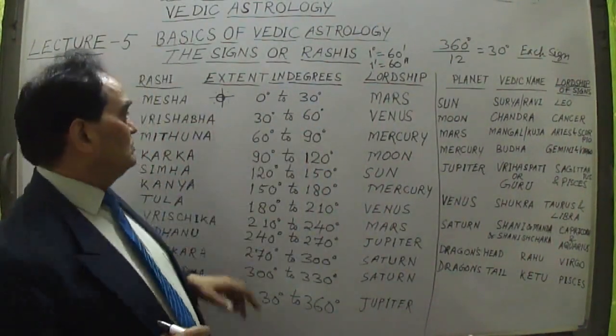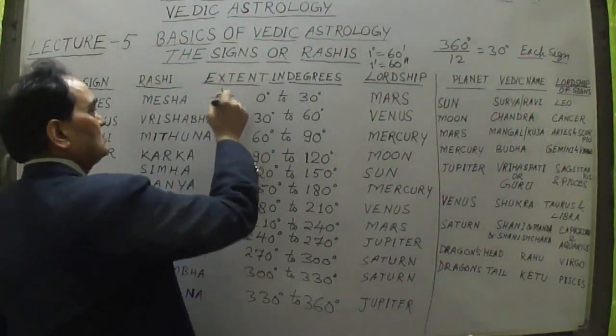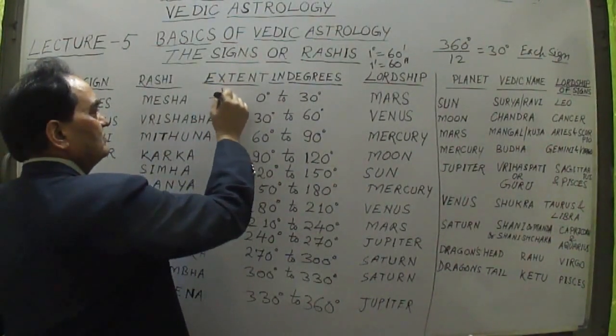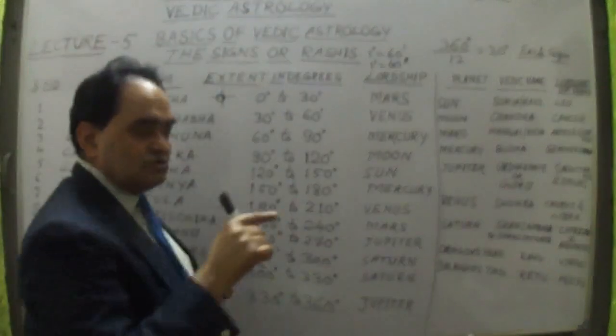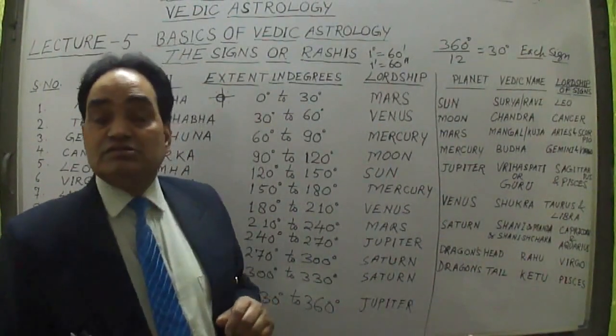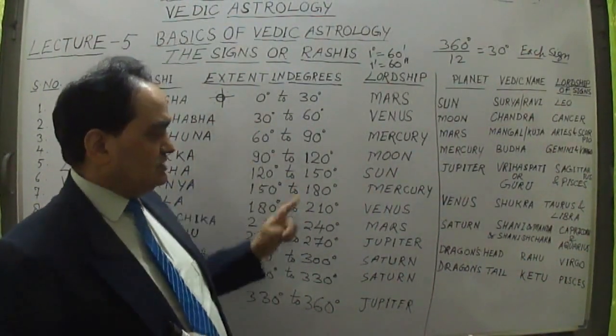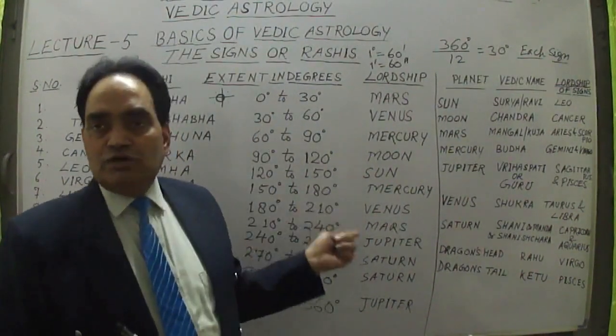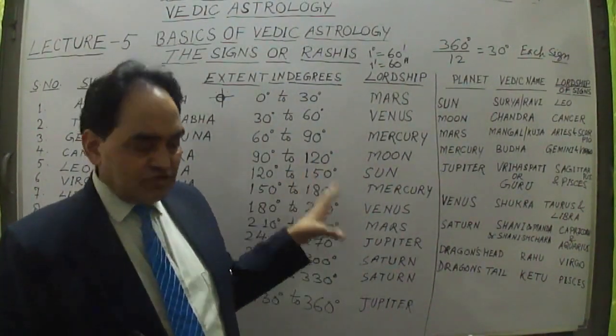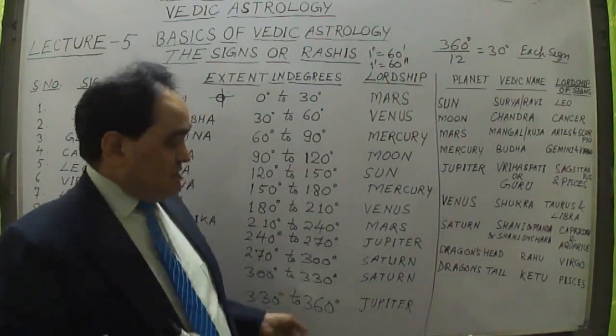This is how we calculate this. At a particular point, the 90 degree angles, four times 90 is 360, so the total sum of the angles is 360 degrees. These 360 degrees are divided into 12 different signs. The extent of each sign is given.